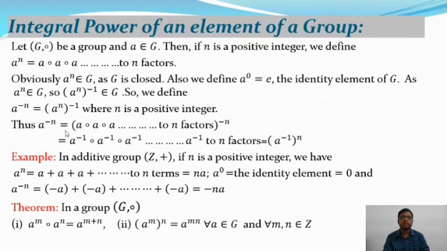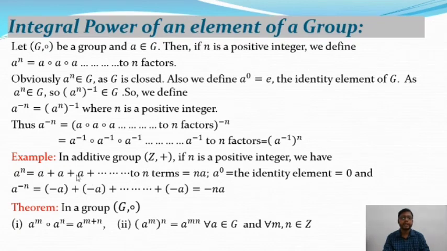Both the terms belong to G, where G is a non-empty set and G with composition is a group. After that we will take an example on integral power of an element of a group. So in the additive group Z, plus, here Z is a non-empty set, the set of integers, and plus is the binary operation. If n is a positive integer, we have a to the power n, which can be written as a plus a, and so on up to n terms.